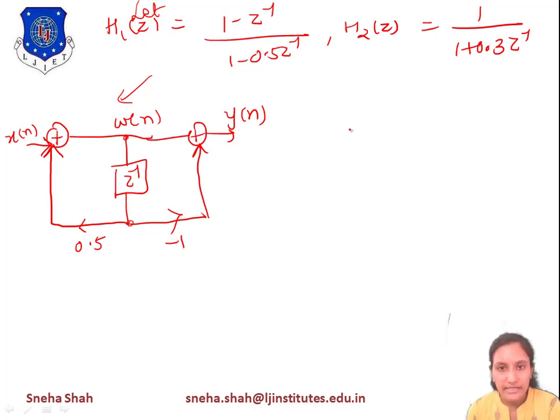Now we represent H2 of z like this. X of n is given as input, and the output is y of n.